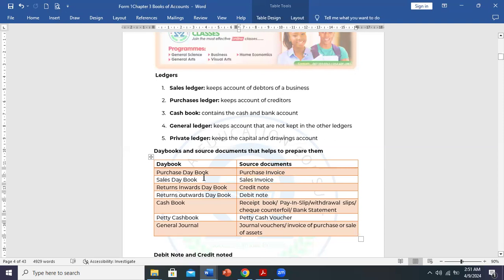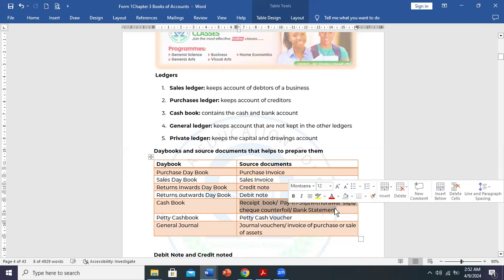And then for the sales day book, you pick your sales invoice, right? Good. For return inwards, you pick a certain note called a credit note. And for return outwards, you pick a certain note called a debit note. I'll speak about this credit note and debit note later within our discussions. For your cash book, you can use a lot of source documents. One of them is the receipt book.